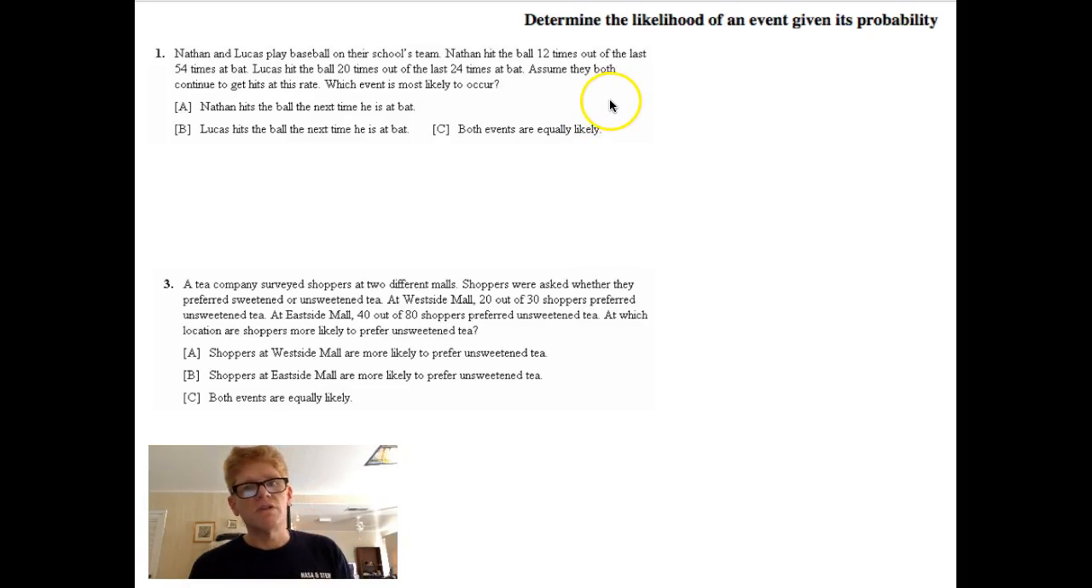In this tutorial, we'll determine the likelihood of an event given its probability. Number one, Nathan and Lucas play baseball on their school's team. Nathan hit the ball 12 times out of the last 54 times at bat. Lucas hit the ball 20 times out of the last 24 times at bat. Assume they both continue to get hits at this rate, which event is most likely to occur?